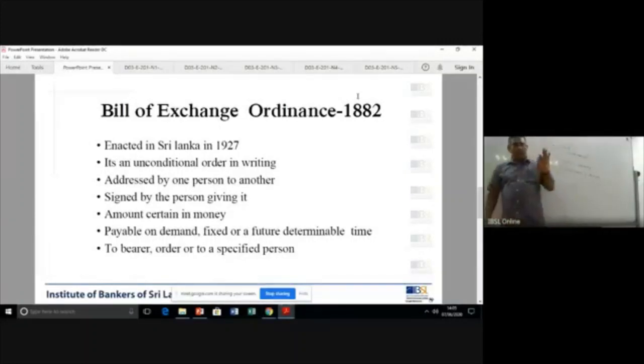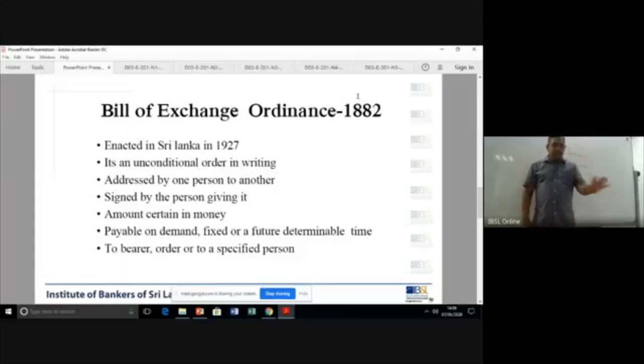So you underline unconditional, and we have underlined the word certain. The rest of it is very important. That is the element that we have to grasp in trade matters and embrace in the Bill of Exchange Ordinance for negotiability.